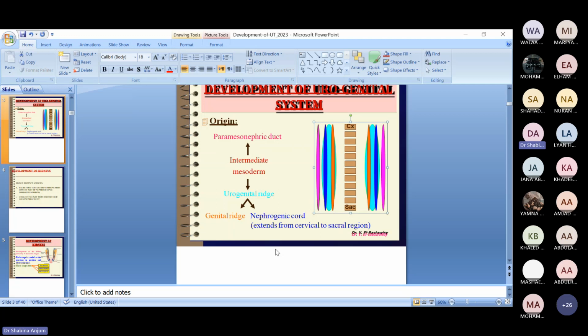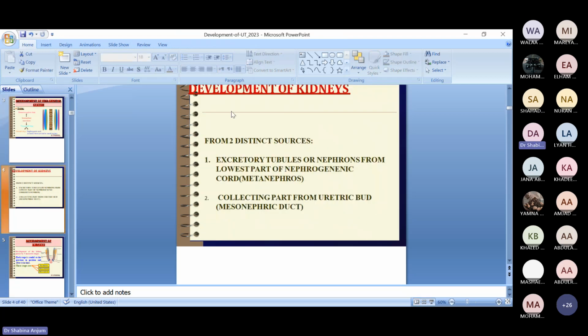Now, what will happen next? Next you will find what happens to this structure. First, you will see it will be helpful in development of kidneys. In the kidney also, you have two parts. One is the excretory part, which will include the excretory tubules and nephrons, and another is the collecting part. The collecting part will develop from the ureteric bud, and the excretory tubules and nephrons will develop from the nephrogenic cord. So this slide is very important.